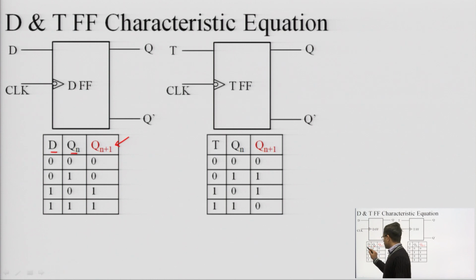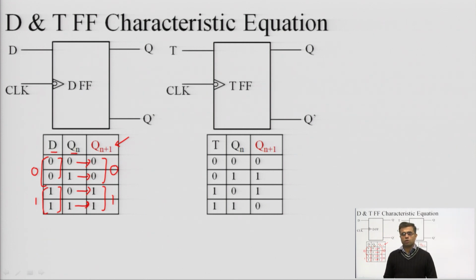For D equal to 0, whatever the previous value was, either 0 or 1, the next output is going to be 0 because D is 0. Similarly, for D equal to 1, whatever the previous value was, the next value is going to be 1. That means for 0 input I get a 0 output, for 1 input I get a 1 output. So, we need not find the minterms and solve anything, it is very obvious that Q n plus 1 is exactly equal to D. Instead of finding minterms and feeding them into the K map, it will also result in the same value.